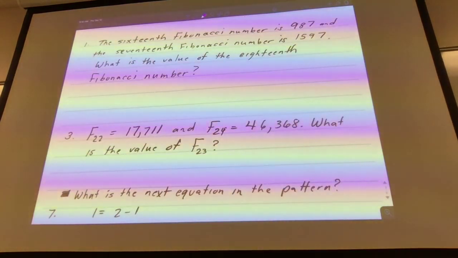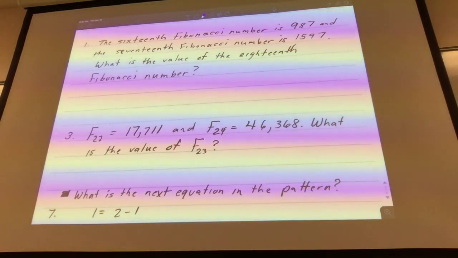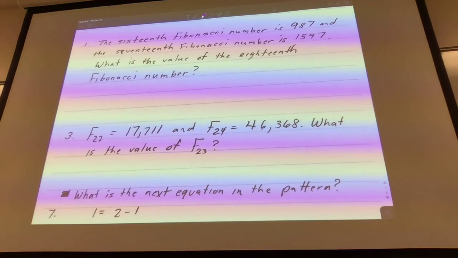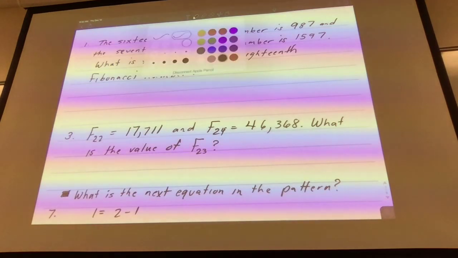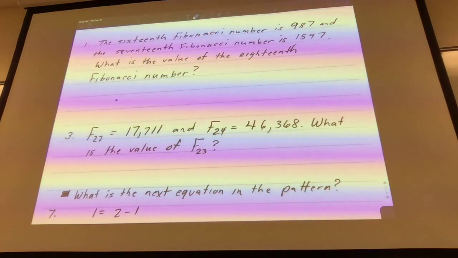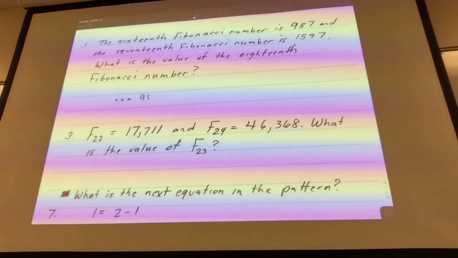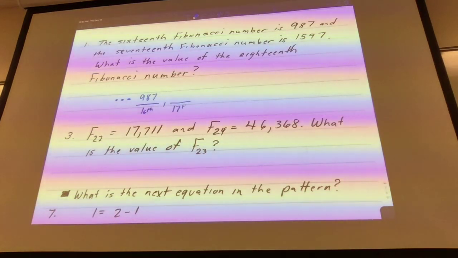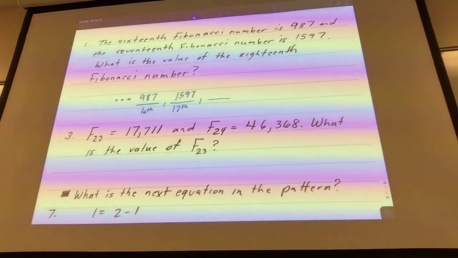if you're given the 16th Fibonacci number, and they tell you it's 987, and then they tell you the 17th number is 1,597, what's the value of the 18th one? Well, let's think about that for a second. We don't know the ones in front of that technically, but we know the 16th, right? So this one's the 16th one. We know the 17th one, which is 1,597, and the question is, what is the 18th one?